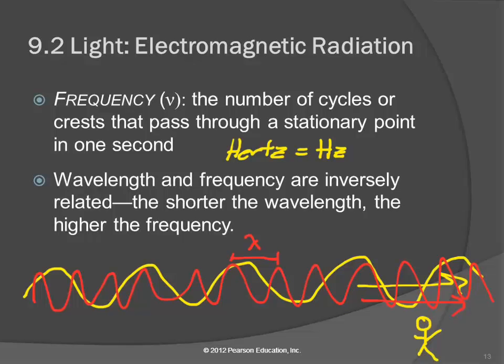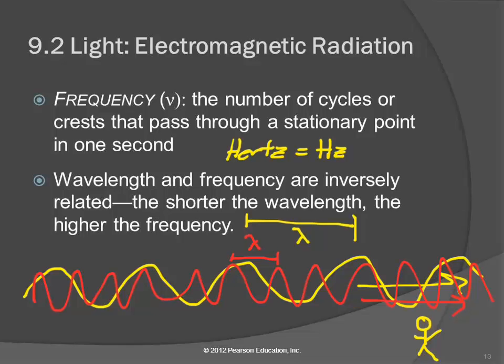That's the wavelength of the red one. It has no correlation to the color red. I'm just picking random colors. And this is the wavelength of the yellow wave. So the yellow wave has a longer wavelength, but its frequency is lower. The red wave has a short wavelength, its frequency is higher.